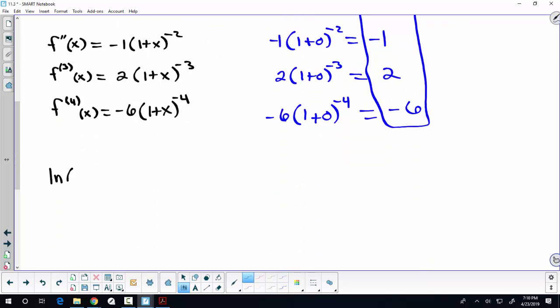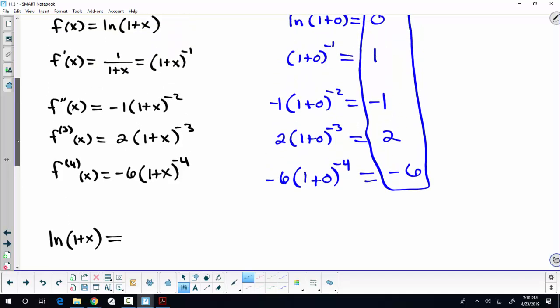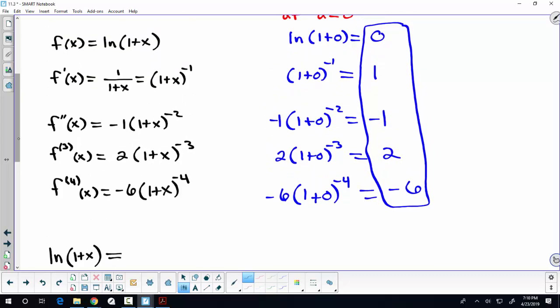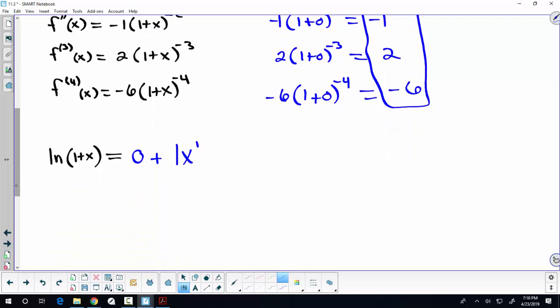So from here we say the ln of 1 plus x, and then we construct our f of a. If you want to write that, there's really no need, but the first term is 0. Then we have plus 1 times x to the first over 1 factorial. If you want to write out all of this according to the pattern, then our next term is what? Our next coefficient is negative 1, but this is coming from the second derivative, so this is going to be x minus 0 squared all over 2 factorial.